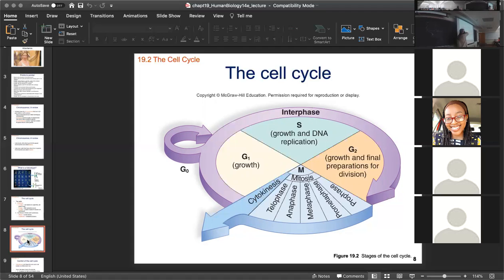We're going to have to grow, and then it goes into the S phase, where we grow the DNA and replicate it. And then after that, we make some proteins and prepare for the division. Okay, once we get to this checkpoint here, we go through mitosis.